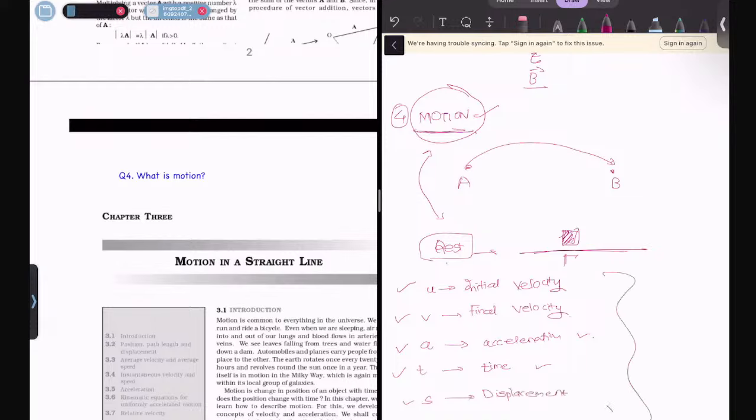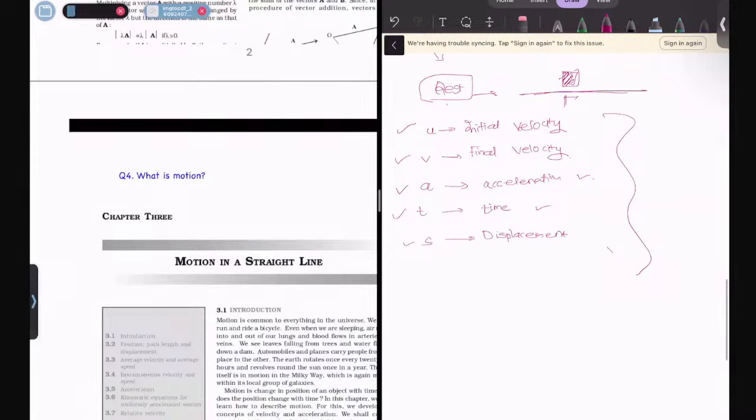So taking these 5 physical quantities, we have 3 equations of motion. These 3 equations of motion should be crystal clear to you and should be at your fingertips. I think you must have read all this in your class 9, but I'm just revising it for you. The first equation of motion is v = u + at. This is equation number 1. Equation number 2 is s = ut + 1/2 at². Equation number 3 is v² - u² = 2as. Okay, guys? So these are the 3 equations of motion.